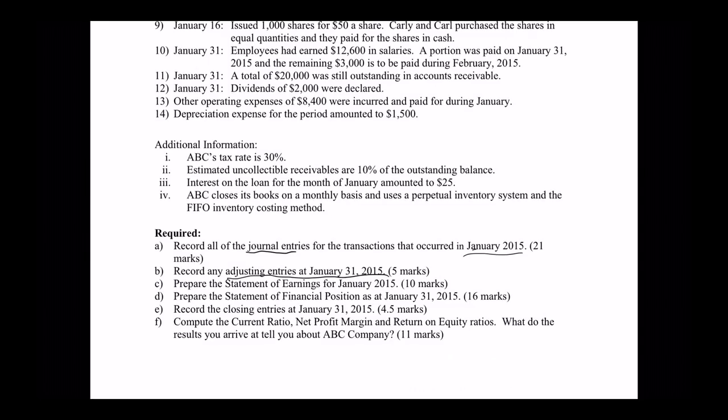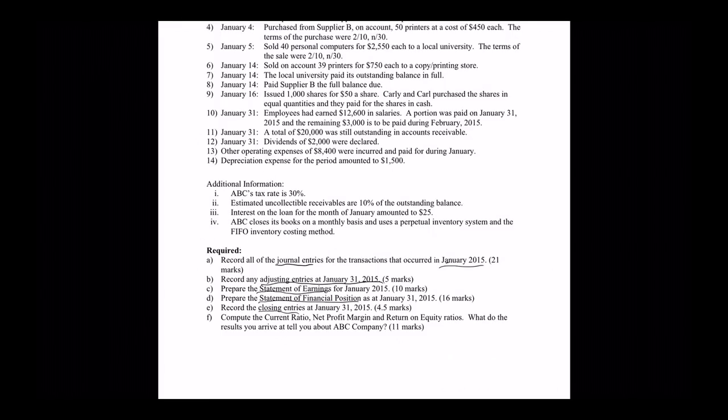Required A: record all the journal entries for the transactions that occurred in January 2015, so journal entries for January. Then prepare the adjusting entries for January 15. Prepare the statement of earnings, statement of financial position, and then the closing entries, followed by some ratios. And they ask you to interpret them as well.